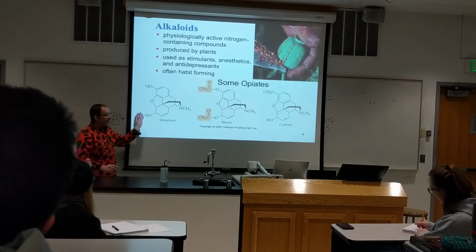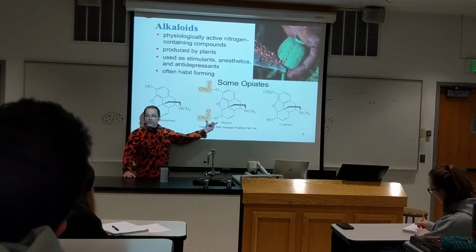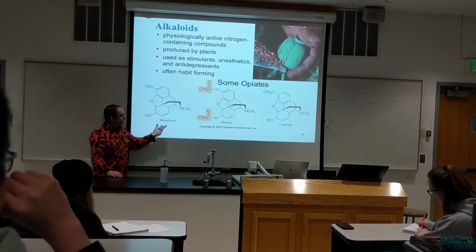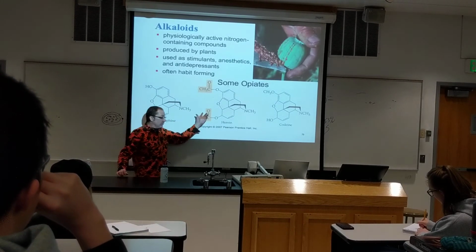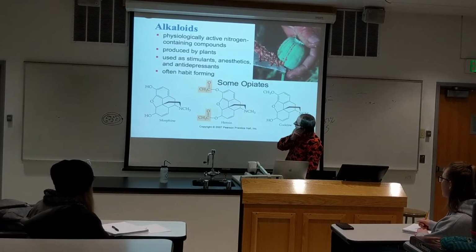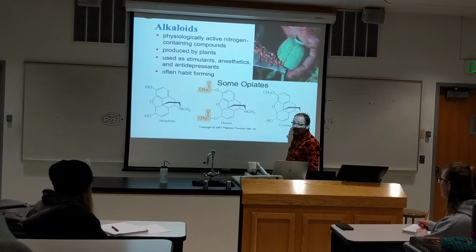We take advantage of that type of thing in making what we would call a prodrug. Okay? Heroin is a prodrug for morphine. It is an alkaloid, though. It is a physiologically active thing that comes from plants. Back in the 1800s, that's the only medicine you had.